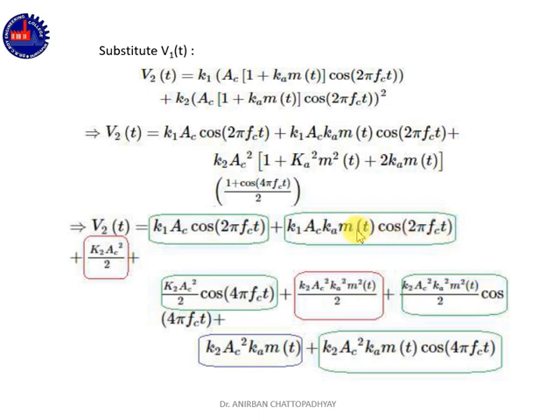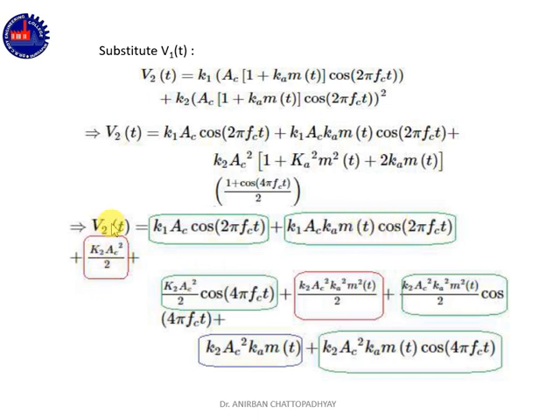We all know that if the message signal is multiplied with the carrier signal, it will generate LSB and USB terms, that is FC plus FM and FC minus FM. Both will be very much greater than our message signal frequency FM. So this frequency is also blocked.